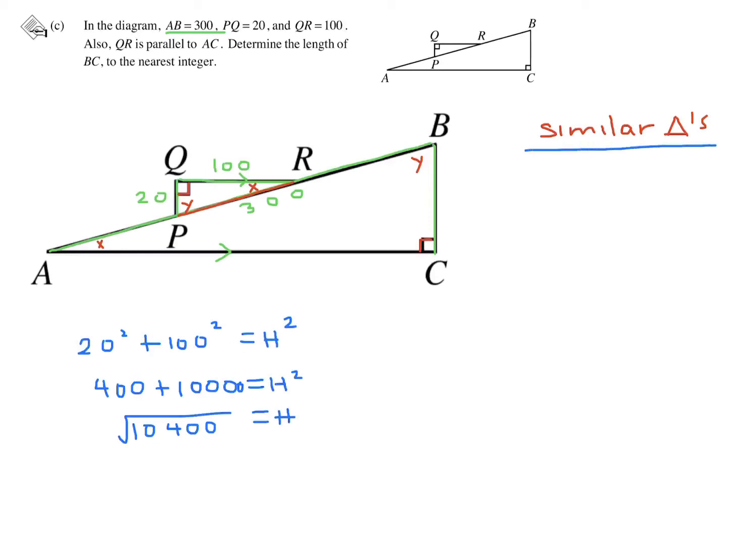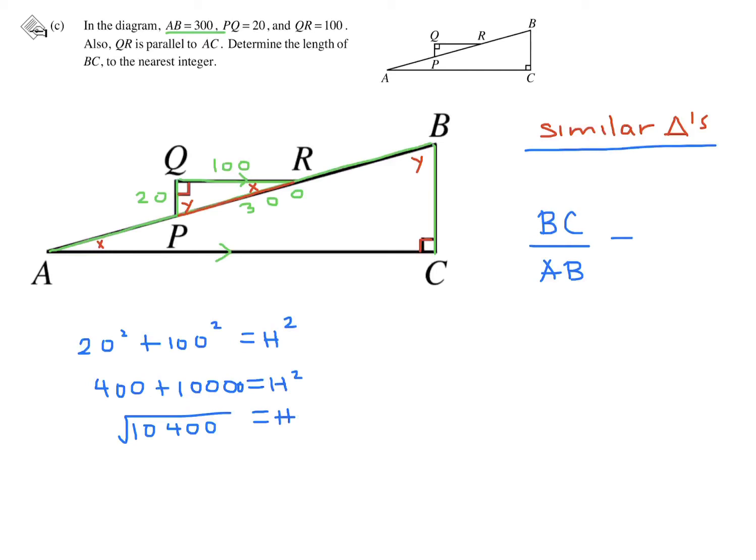All right, so now let's use similar triangles. BC, that side, over the hypotenuse of the entire triangle, the big one, so we know that's AB, is equal to, in the small triangle, the side that is y and the right angle, which is what? 20. It's QP.